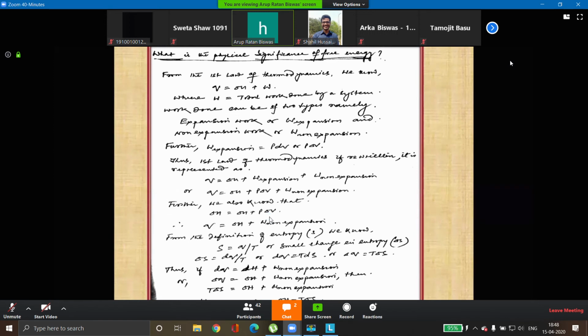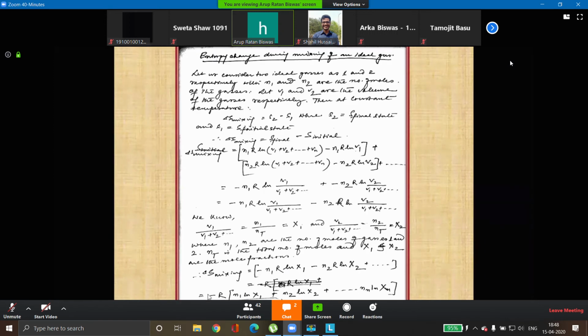So in the second one, it becomes minus R summation Ni, where i means for the number of gases, ln Xi. So we will be considering this equation, where my cursor is: minus N1R ln X1 minus N2R ln X2.